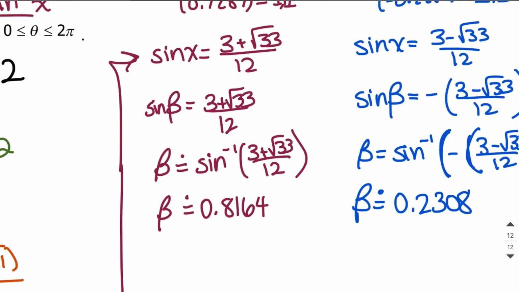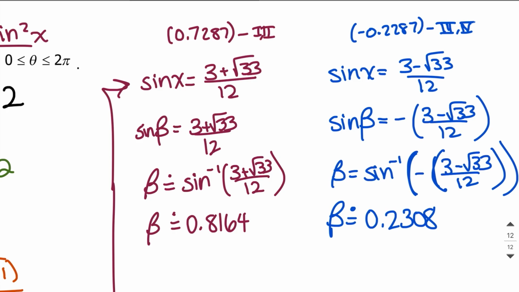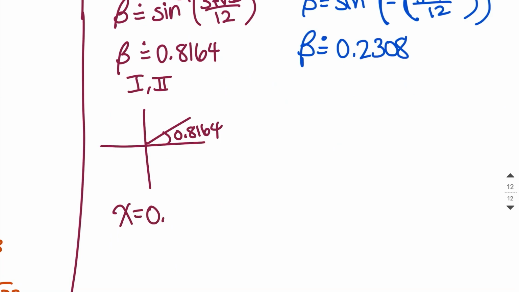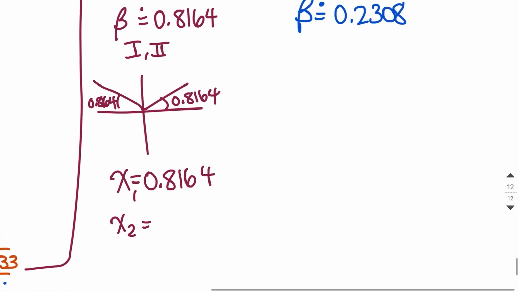0.2308. But if you remember right here, the answers to this are in quadrants 1 and 2 because sine is positive in quadrants 1 and 2. So that means that my first answer for x would just be 0.8164. My second answer for x would be in quadrant 2 right here with a related acute angle of 0.8164. So my second angle right here would have to be pi minus 0.8164.